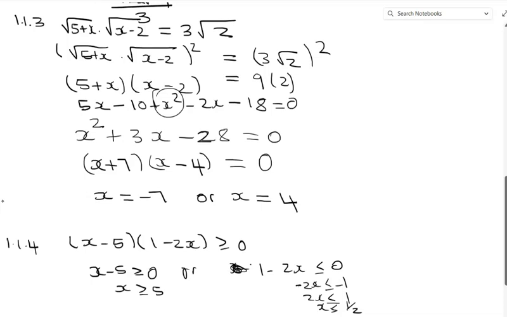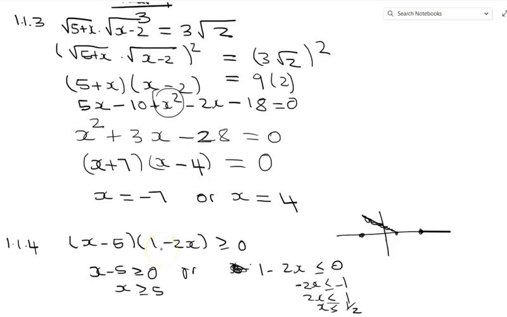So if we're going to be drawing this, we're going to be having something like this. Here x must be greater than 5, which means it's this side, and also x must be less than 1 over 2. So which means 1 over 2 is somewhere around here. So we're going to have this side and also this side.